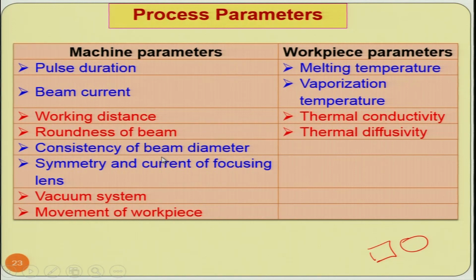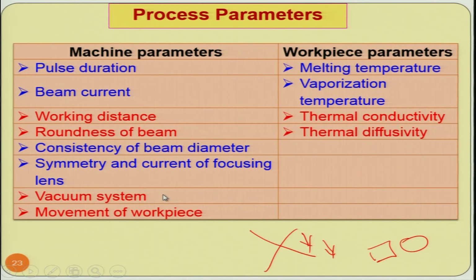Then the consistency of the beam diameter. If it is circular, then how consistent the beam diameter is, because as you move deeper into the workpiece, the diameter of the beam will keep changing. As I mentioned, this is the depth direction. So, the beam diameter will not remain the same; however small, it will change to some extent. Then symmetry and current of focusing length.